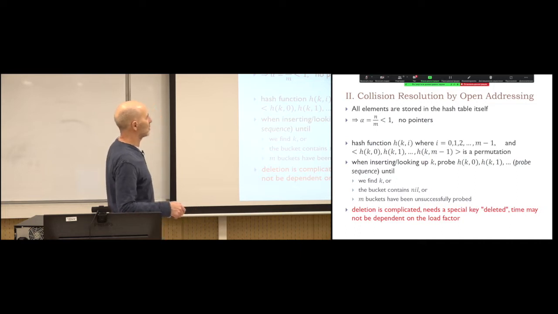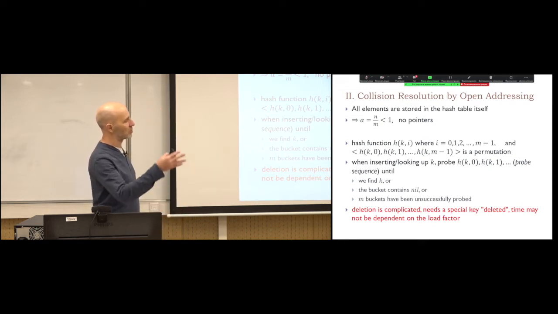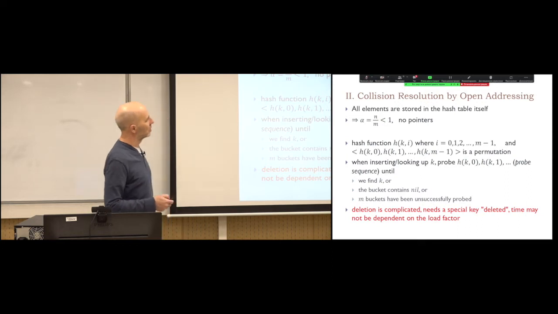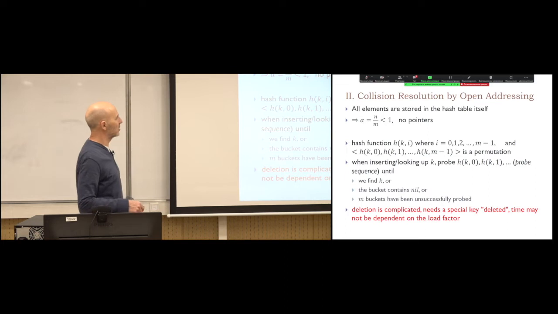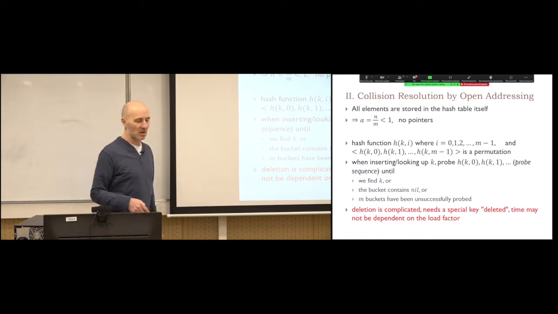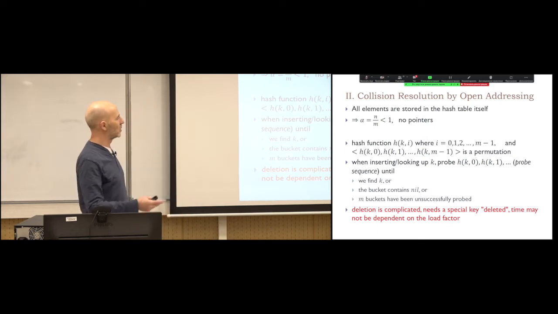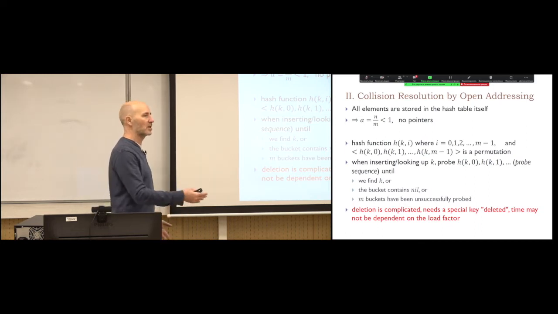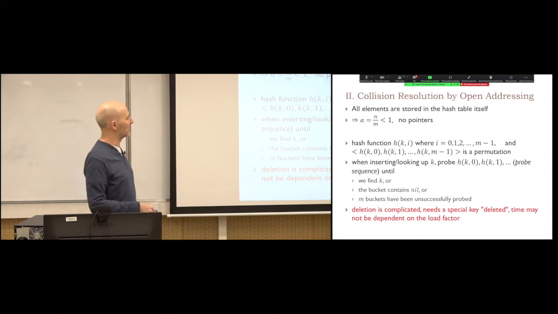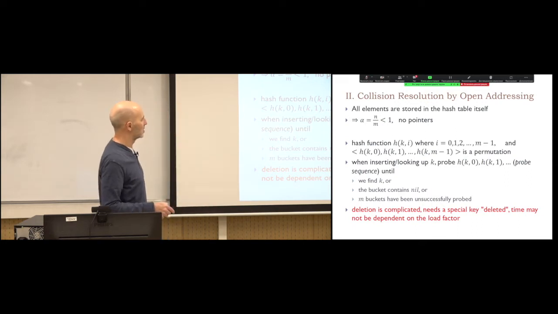So ideally, this sequence is a permutation. In the ideal situation, we should go somehow through all buckets in the table. This would be good. One problem with this scheme is that deletions become complicated, because we cannot simply delete an object, as we interrupt this chain, and when we look up another object later, it might be that we will not find it, right? So this is a problem with open addressing. Deletions are not easily supported.